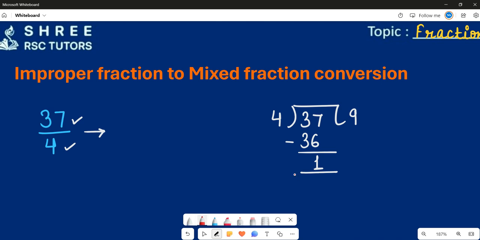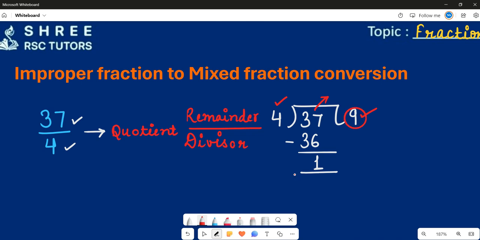Now, according to the rule, we just have to write it in the mixed fraction form, and the form looks like this. At the place of the whole number, your quotient will come. At the top number, your remainder will come, and your denominator stays the same, and in this case, that is your divisor. So you know that this 4 is the divisor, this 37 is your dividend, this 9 is your quotient, and this 1 is your remainder.